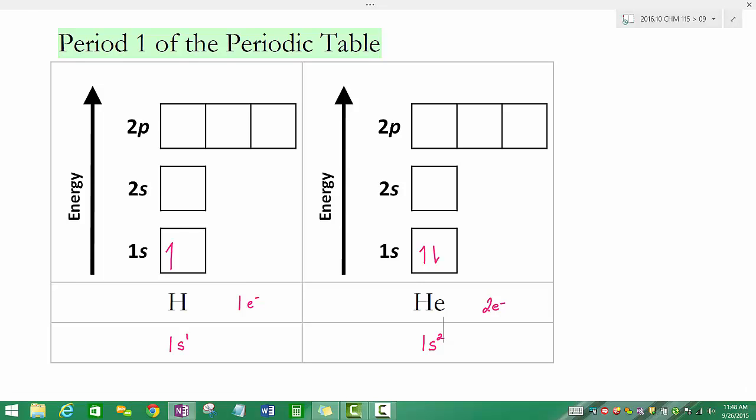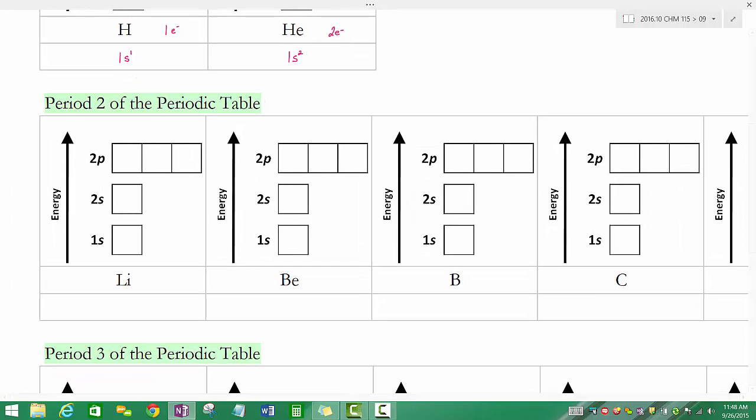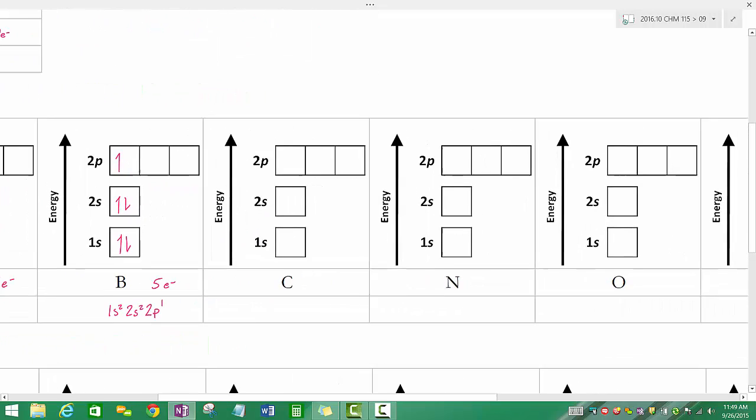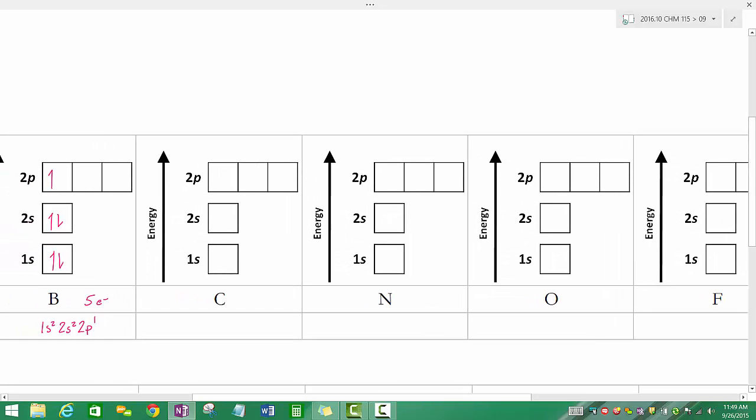Now, moving on to the second period of the periodic table, we're going to begin with lithium. And just like before, it's going to fill in order. So there'll be a 1s2, 2s1, beryllium, 1s2, 2s2. Boron, with its 5 electrons, 1s2, 2s2, 2p1, sliding over to carbon with its 6.